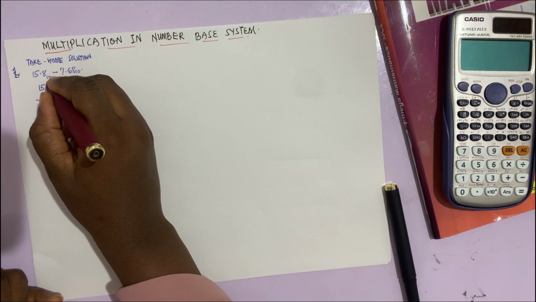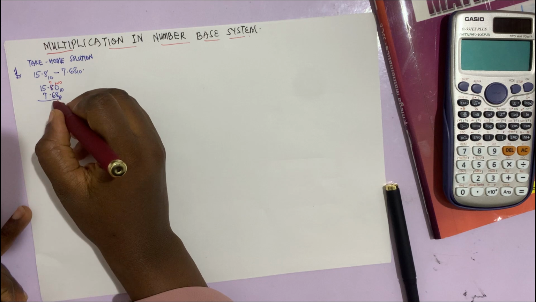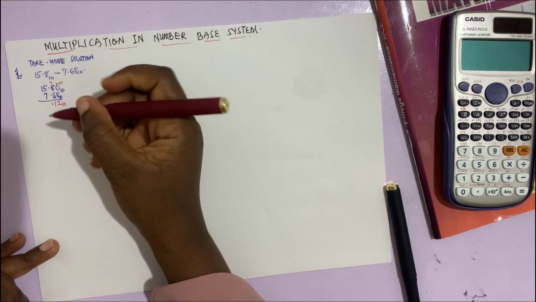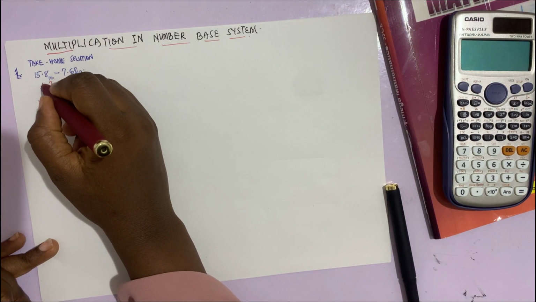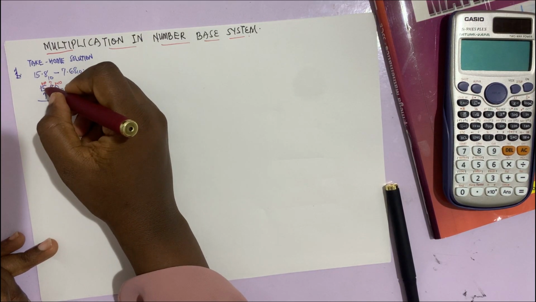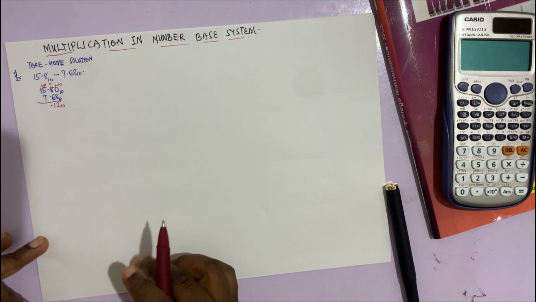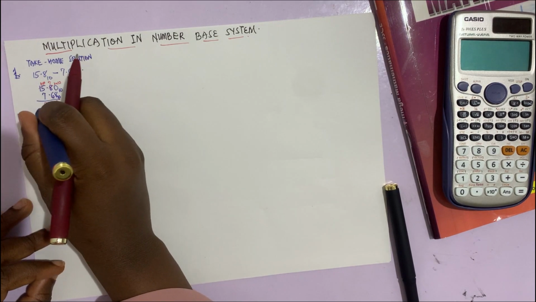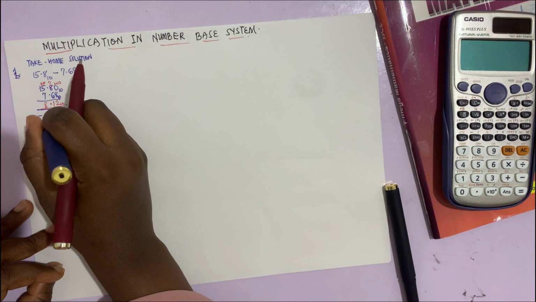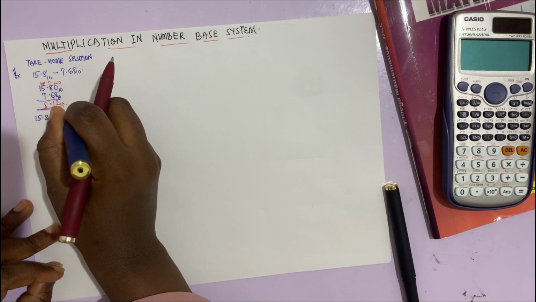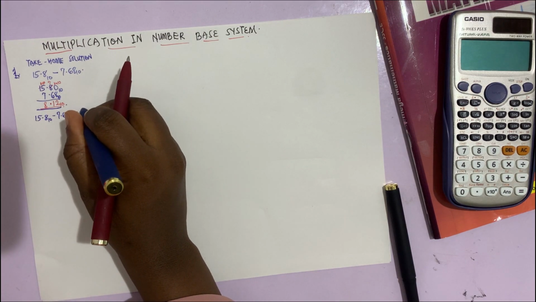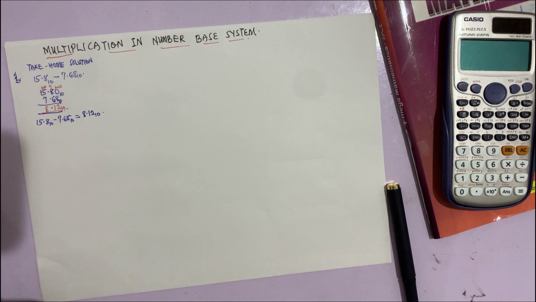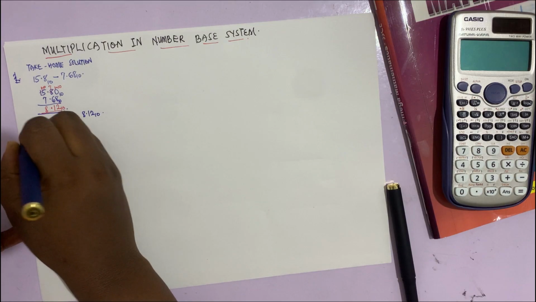So here we are left with 7. 7 minus 6 will give us 1 point. 5 minus 7 is impossible. So we borrow 1 from here, but in essence we are borrowing the base, which is 10. 10 plus 5, 15. 15 minus 7 will give us 8. So 15.8 base 10 minus 7.68 base 10 would give us 8.12 base 10. So let's take the second question.